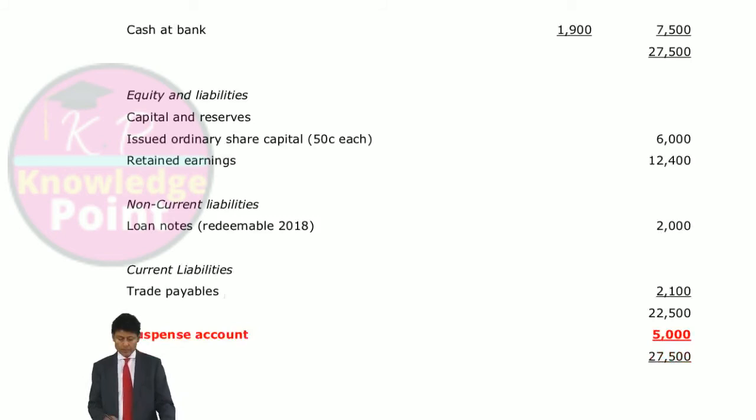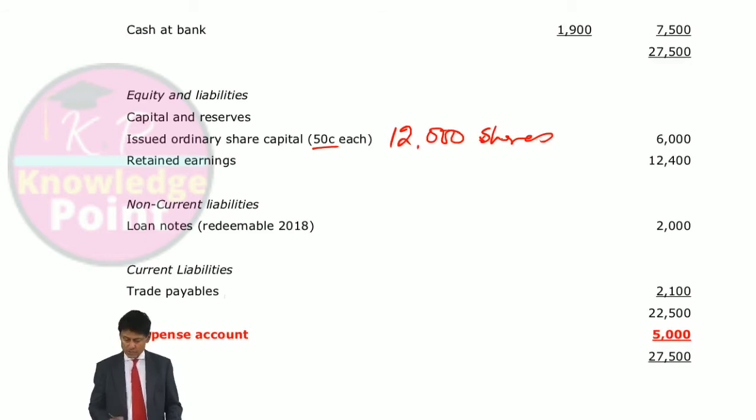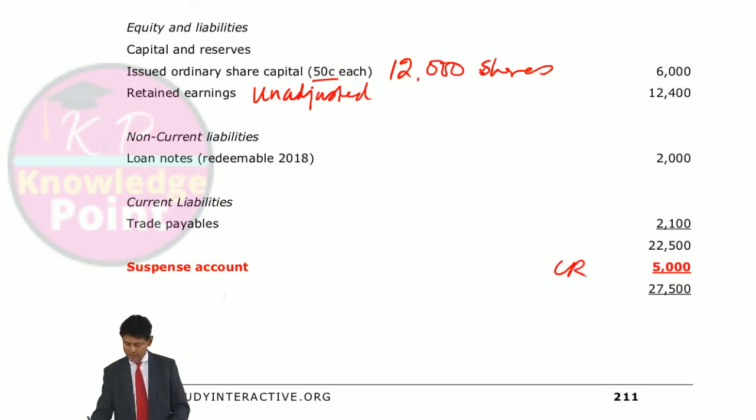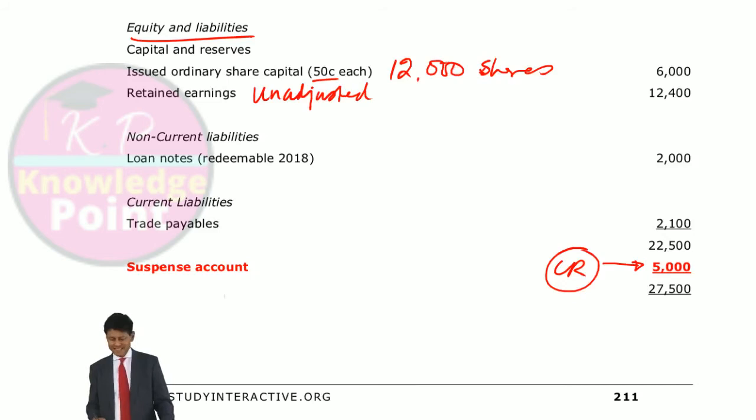The shares are 50 cents each, so for whatever it's worth, 12,000 shares, just in case, like our llama question. Retained earnings, this is the unadjusted. In a few minutes, I hope to have an adjusted version, then the loan notes, etc. And of course, the suspense account, this must be a credit, because obviously it's mixed up with equity and liabilities. And what we've got to do is somehow attack it and get a debit out of it, or hit it with the debit, I should say. And so we move on to the next page.